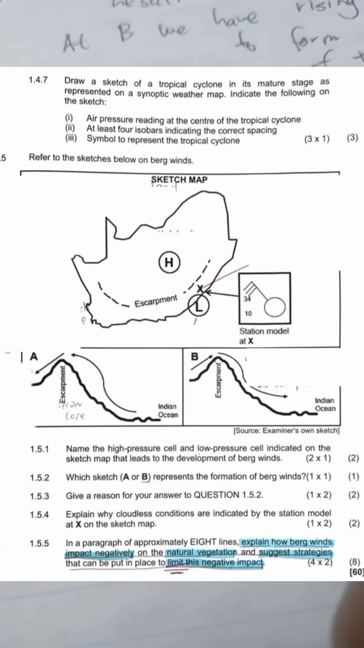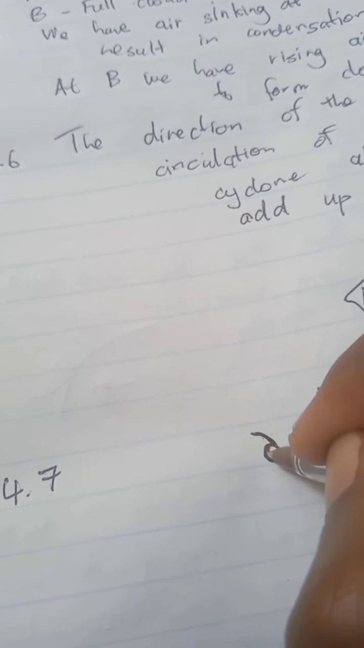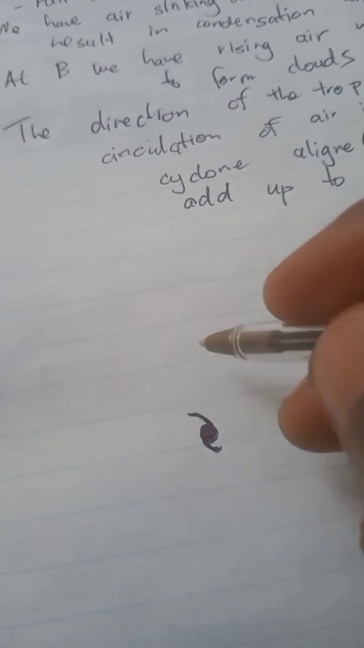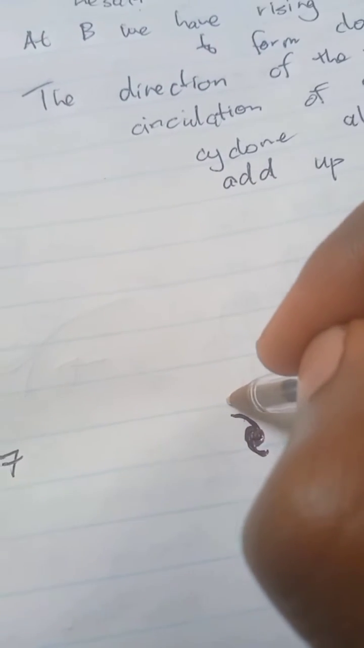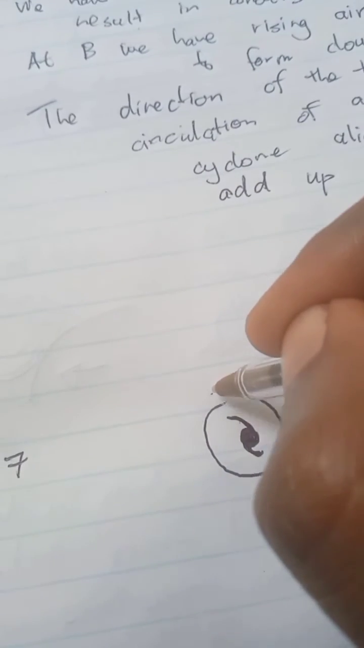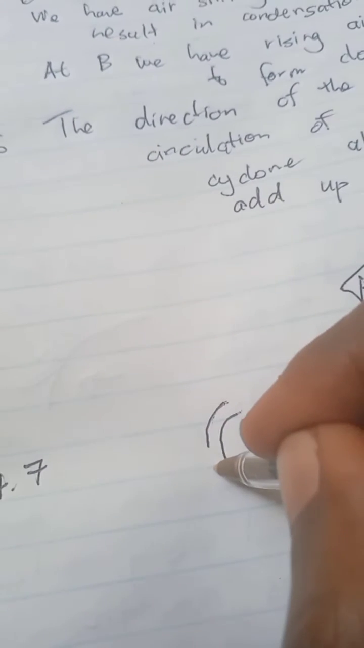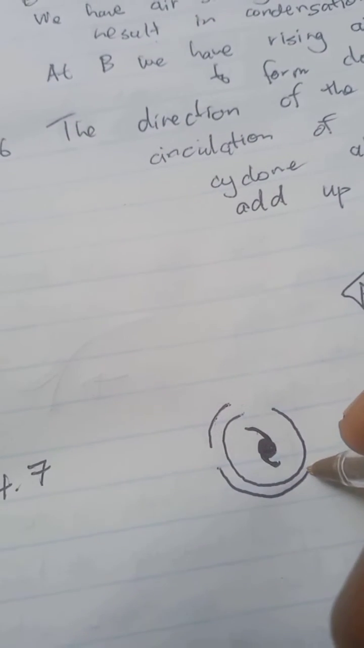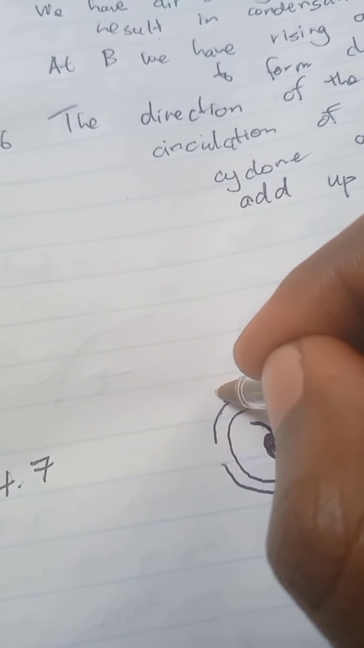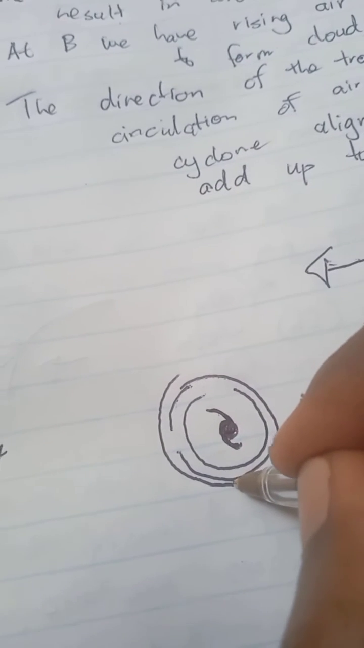So let's start with the symbol. We know that we have an eye at the center, and it looks like that. Also let's draw isobars, at least 4. These have to be close to each other, né? To indicate that this is a steep pressure gradient, and they cannot touch each other. I made a mistake there.